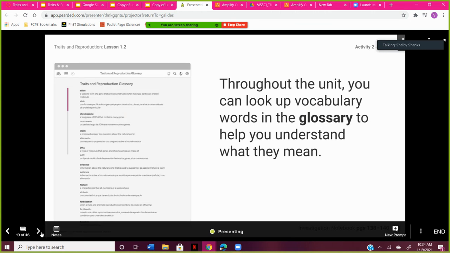All right, you guys are in 8th grade, you've been working with Amplify for a little bit. There's a glossary if you need to look up vocab.